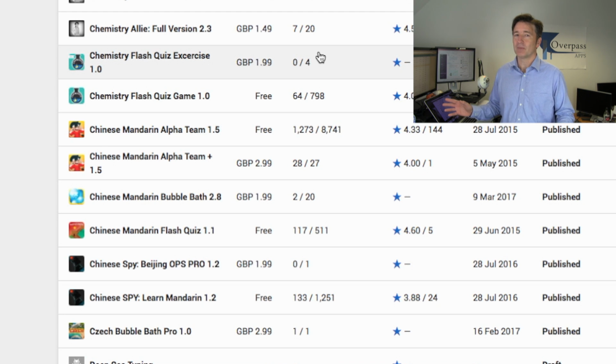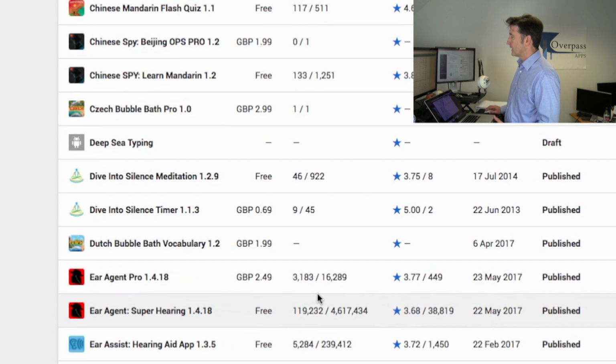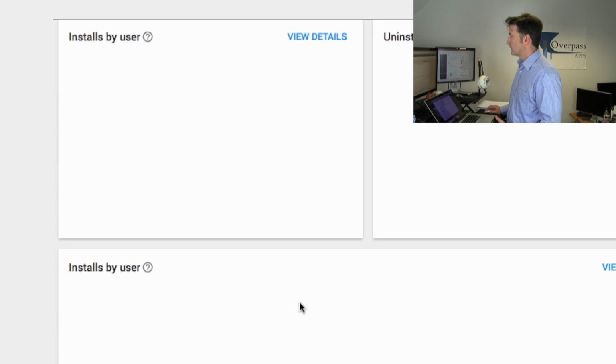It could be part of the battery problem, but hopefully not, if you have like a memory leak or something. So let's go into Ear Agent here. I don't know if there's much more I need to show you.